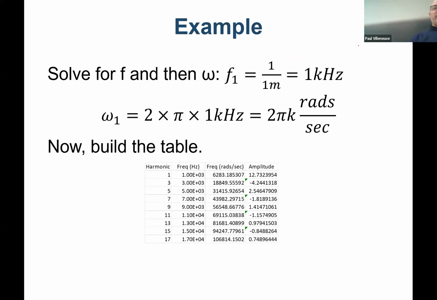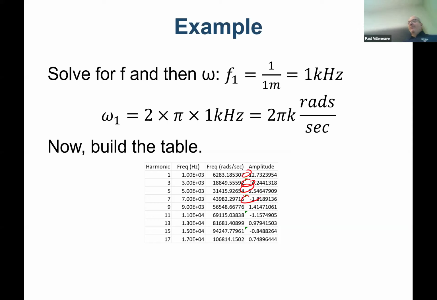This is just an Excel table. I put in the harmonic with a specific frequency. Then I did the radians per second, and then I did the amplitude using this equation here: 4A divided by pi, 4A divided by pi times 1/3, 4A over pi times 1/5. And you'll notice the sign alternates here. Notice plus, minus, all the way through.